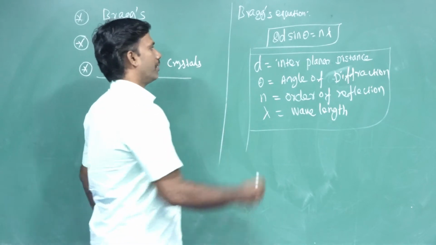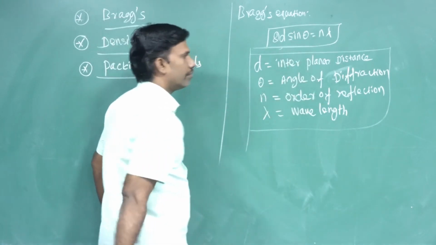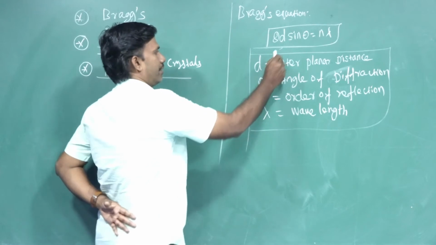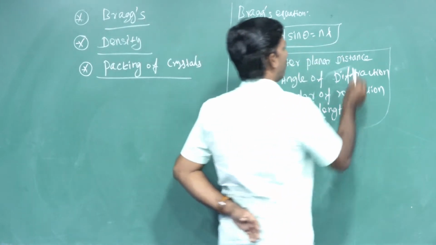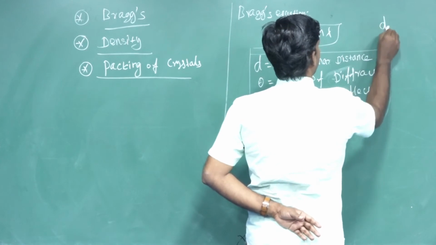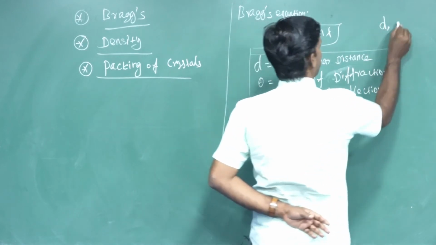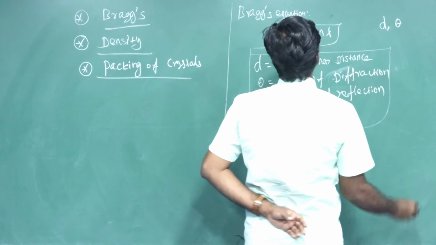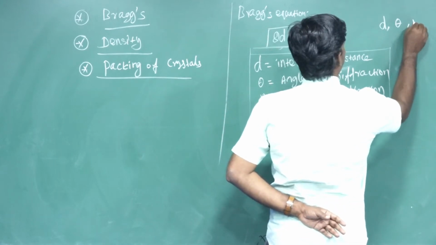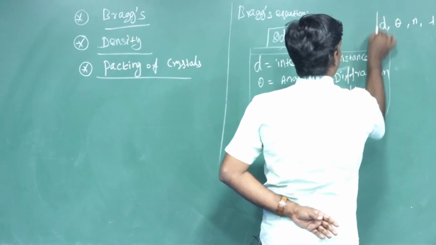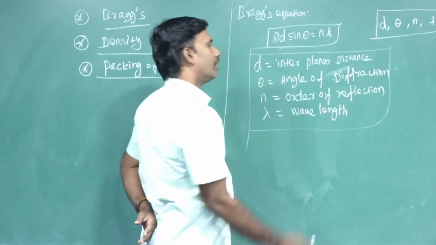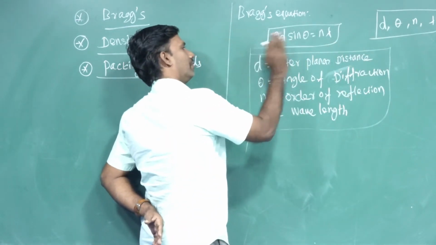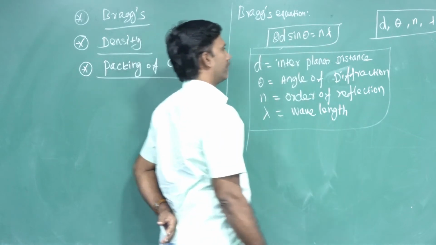Okay. By using this formula, 2d sin theta equals n lambda, you can get anything else. What are the variables here? d, interplanar distance, theta, n and lambda. You have four variables. Now we can alter this formula, and you can get any of the four.